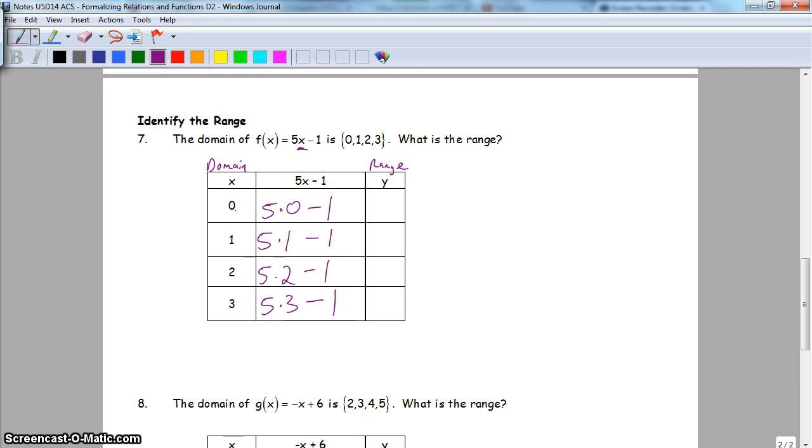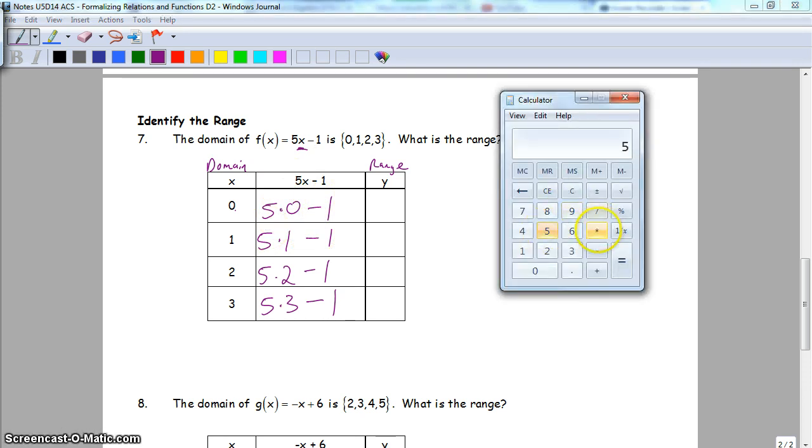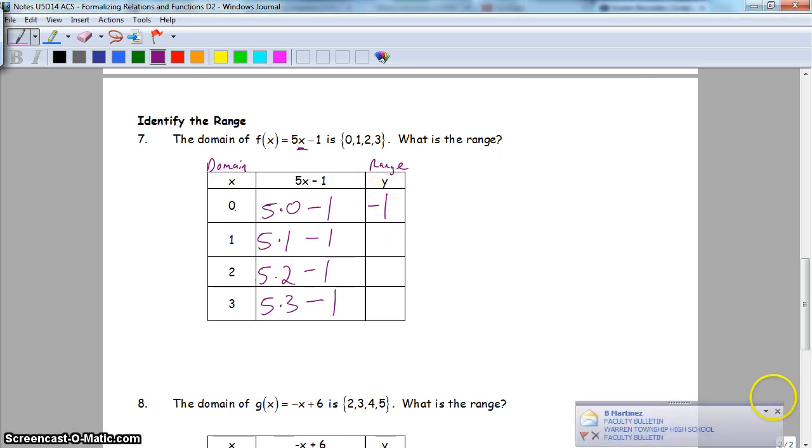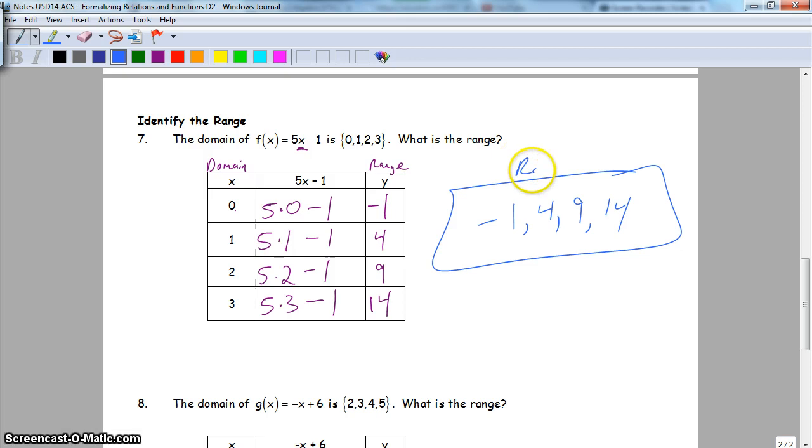We're just taking the x values and putting them in for whatever the x is up here. Then you evaluate. Go ahead and bust out your calculator if you need. 5 times 0 minus 1, I got -1. Hopefully y'all did too. This one is 4, I believe. What did you get here? 9. Did y'all get 14 for that one? I hope so. So, what is the range? Remember, the range are the y values. So our range is -1, 4, 9, and 14. That's our range.